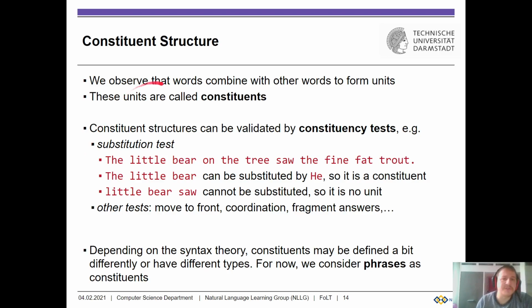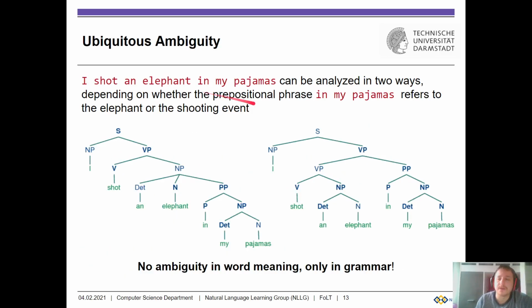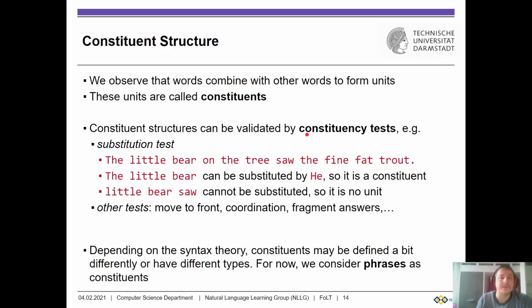Now what we observe from the last picture is that words combine with other words to form units. So let's go back to the picture. We see here my pajamas. Those two words form together to form a unit, and then we have this unit and another word. They combine to form a higher unit, and so on until the top. And those units are often called in linguistics constituents.